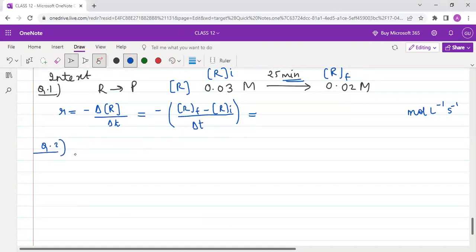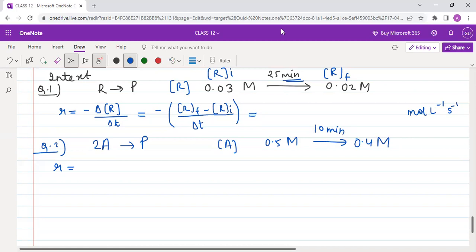Here the reaction is given as 2A forms product. So first you have to write the rate expression. And you can see that the concentration of A is decreasing from 0.5 molar, molar means mole per liter, capital M, to 0.4 mole per liter. And it is taking place in 10 minutes. Now you have to tell the rate of reaction.